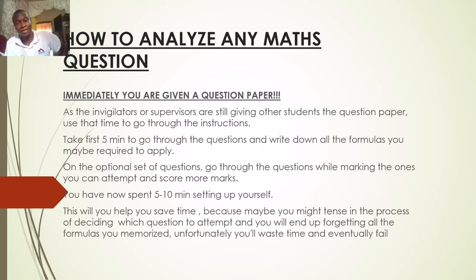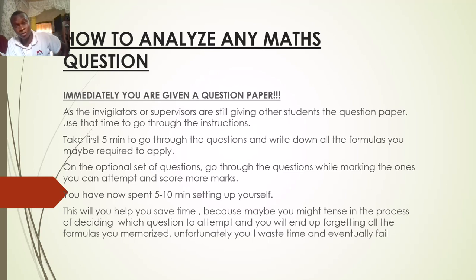Because you may find yourself in a situation where, let's say, question 1 you can do and score 5 out of 10, and another question you can do and score 7 out of 10. So which one will you go for? You will go for the one that gives you 7 marks.